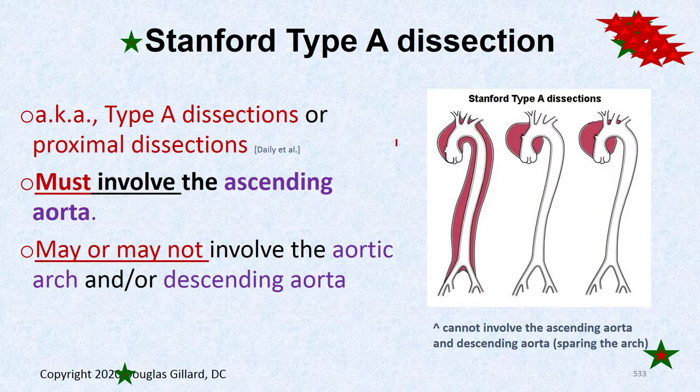Let's talk about them. So Stanford A means that the dissection must involve the ascending aorta. And that's the only rule. It has to involve the ascending aorta. It could go farther into the aortic arch, it might not. It doesn't matter. As long as the dissection starts in the ascending aorta, then you got yourself a Stanford A. All right, so if it starts here, it's a Stanford A. It doesn't matter if it goes to here. It doesn't matter if it goes all the way down to here. Still a Stanford A, but maybe it doesn't go anywhere. Look at this one. It's only in the ascending aorta. Still a Stanford A.